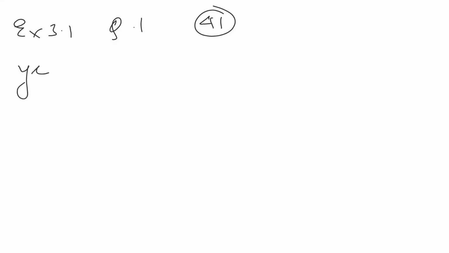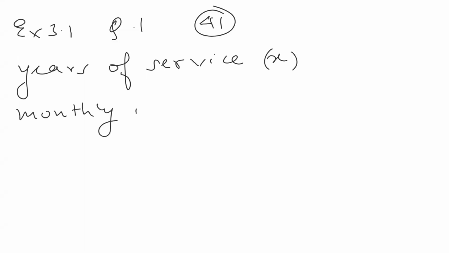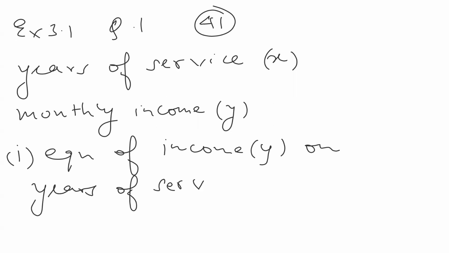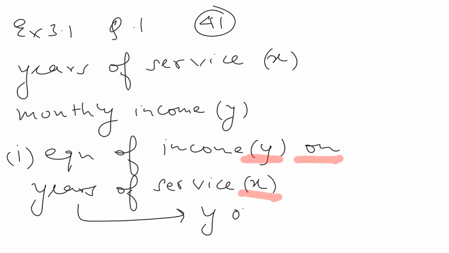Years of service is X, and monthly income is Y. Okay. So the first thing that they're asking is the equation of income on years of service, that is, the equation of y on x. So this is the first part of the problem. They're asking the equation of y on x, right?